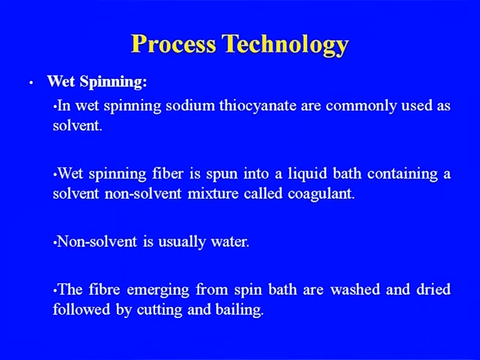In wet spinning, sodium thiocyanate is commonly used as the solvent. In wet spinning, the fiber is spun into a liquid bath containing a solvent, non-solvent mixture called the coagulant. The non-solvent is usually water. The fiber emerging from the spin bath is washed and dried, followed by cutting and baling.